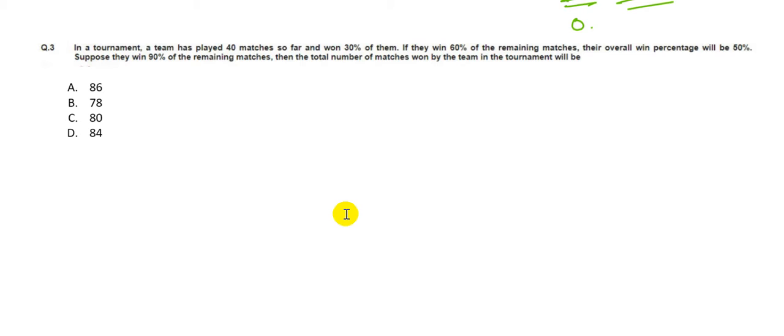The third question says, in a tournament, a team has played 40 matches so far and won 30% of them. If they win 60% of the remaining matches, their overall win percent will be 50. Suppose they win 90% of the remaining matches, what would be the total number of matches won by the team?